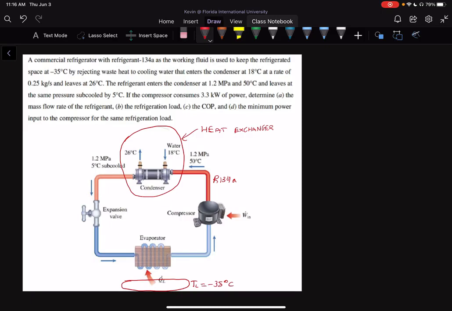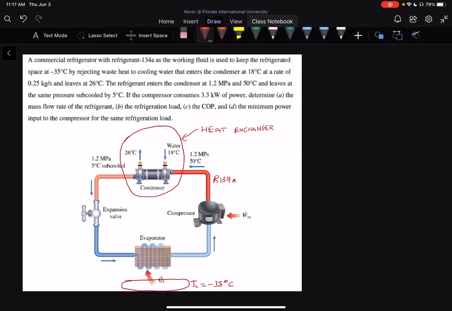So subcooled by 5 degrees means that it's 5 degrees cooler than the temperature of saturation. Okay, so we'll look at that in a little bit, but 5 degrees subcooled just means 5 degrees cooler than the temperature of saturation. Okay, if the compressor consumes 3.3 kilowatts of power, determine the mass flow rate of the refrigerant, the refrigeration load, the COP, and the minimum power input to the compressor for the same refrigeration load.